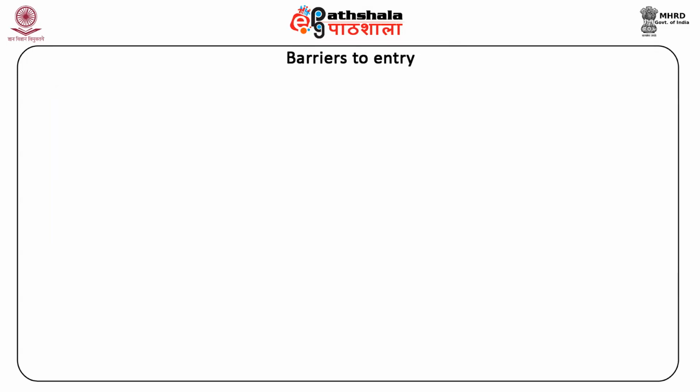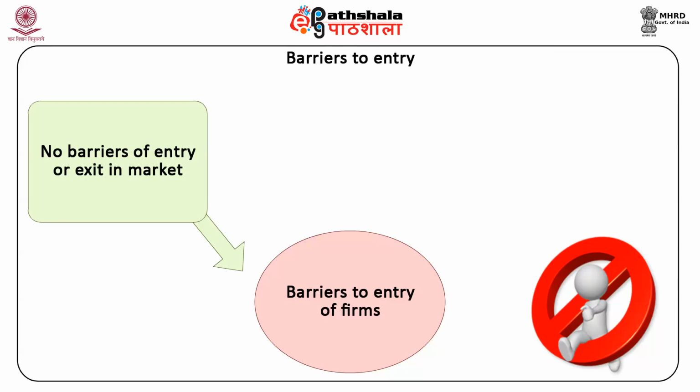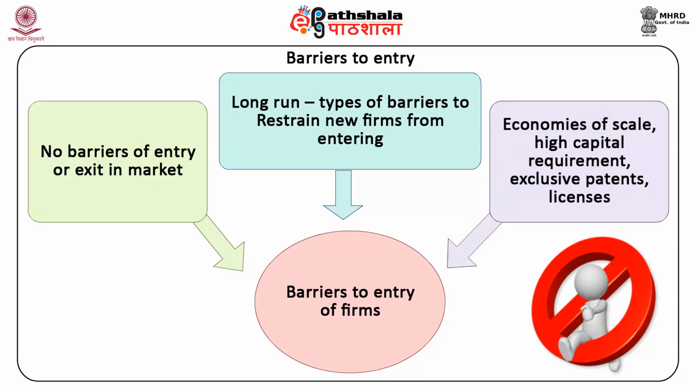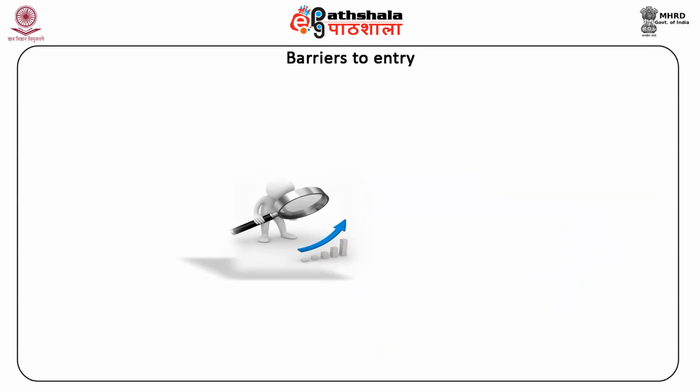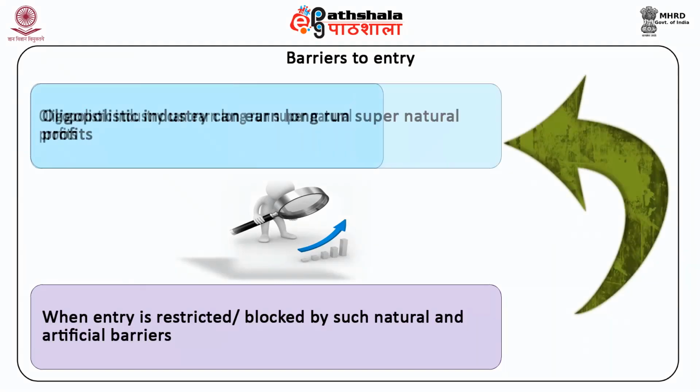Another important characteristic of the oligopolistic market is the barriers to entry. Barriers to entry of firms. Due to the intense competition in an oligopolistic market, there are no barriers to entry into the market or exit from it. However, in the long run, the types of barriers which have a tendency to restrain new firms from entering the industry are economies of scale, high capital requirement, exclusive patents, and licenses, etc. Thus, when entry is restricted or blocked by such natural and artificial barriers, the oligopolistic industry can earn long-run supernormal profit.